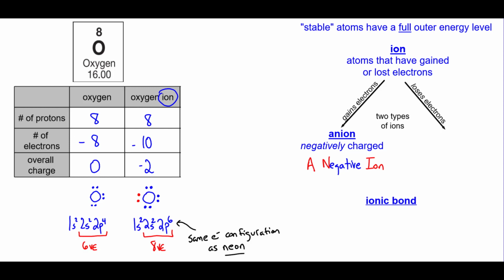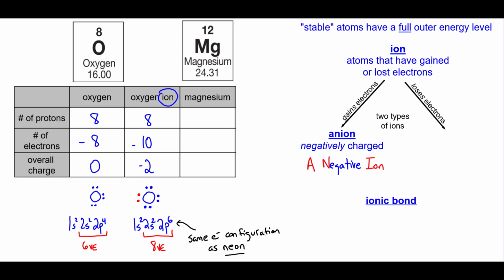Now moving on, this oxygen right here gained 2 electrons. But let's see what happens when atoms lose electrons. I'm going to use magnesium as my example, and it's atomic number 12, so it has 12 protons. And if it's regular magnesium, not an ion, it would also have 12 electrons, and so that would work out to be an overall charge of 0.